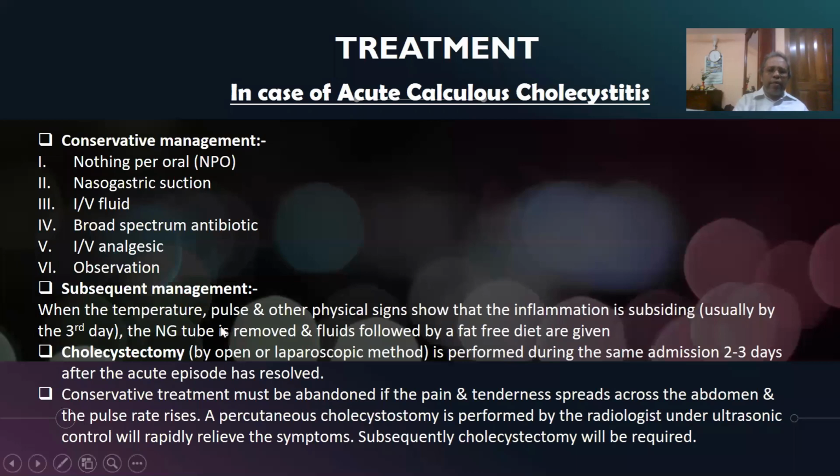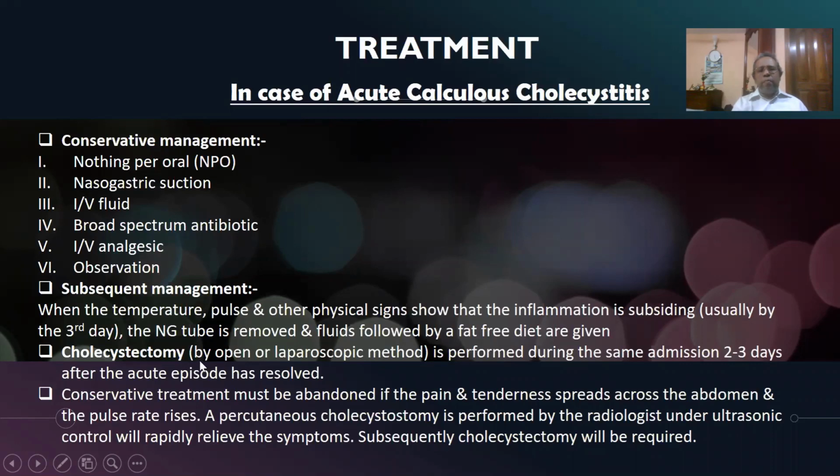When the temperature, pulse, and other physical signs show that the inflammation is subsiding, usually by the third day, the nasogastric tube is removed, fluids, and followed by a fat-free diet are given. But at that time, if their symptom is free, the patient can able to eat food, then you can discharge the patient and advise the patient after 6 weeks go for the cholecystectomy.